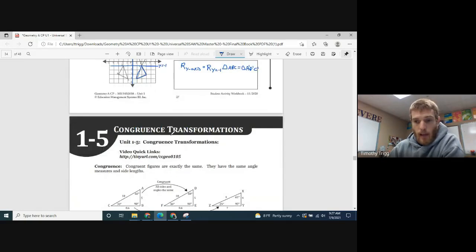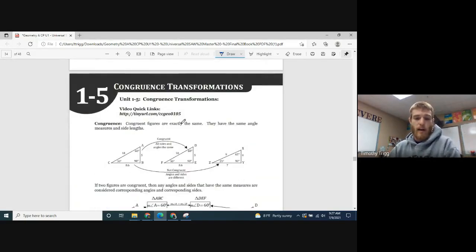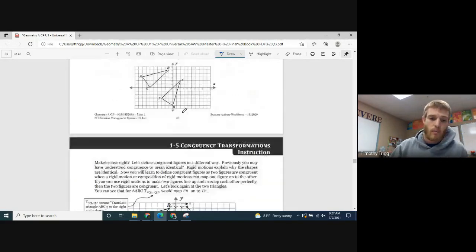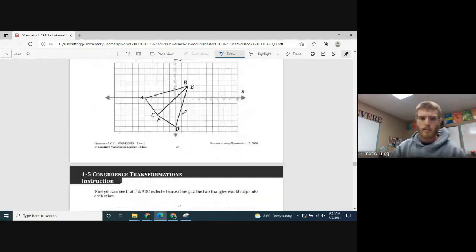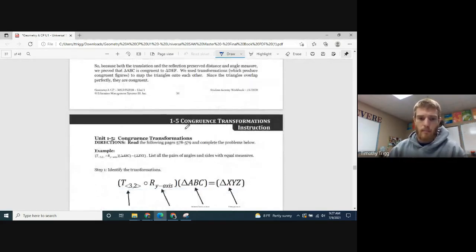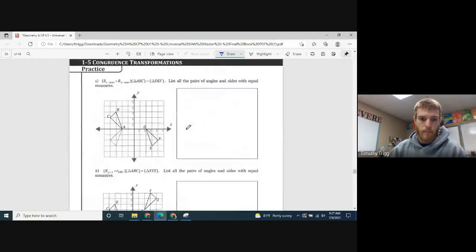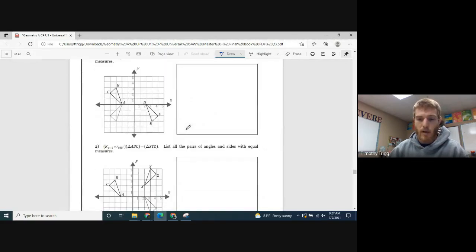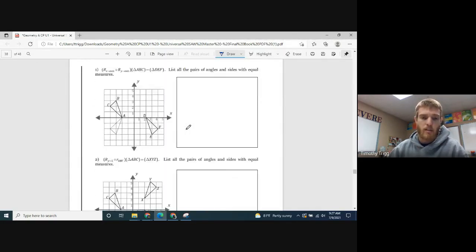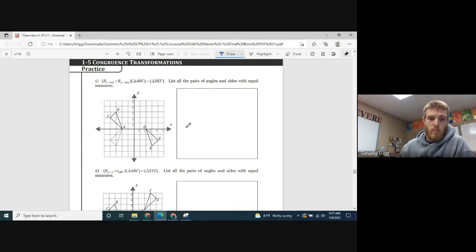Now we're on the last section here, section 1-5, and we could skip all this. I'll explain this as we go. Skip, skip, skip, skip. And let's just go straight down to the practice problems. So let's go to page 32 and start the new practice problems.